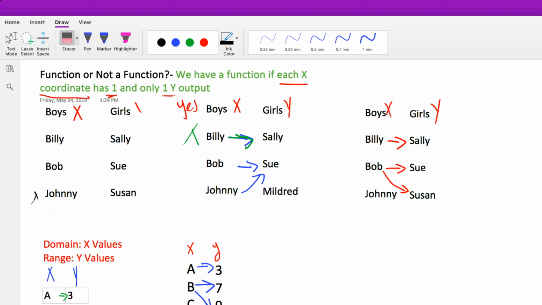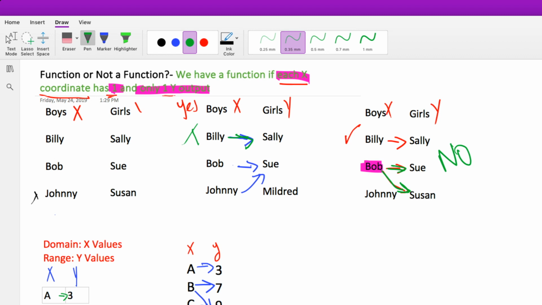So that being said, let's look at this last example over here on the far right. Billy likes Sally. He still likes Sally. They're probably going to get married. So far, so good. Bob likes Sue, and Bob also likes Susan. I think we have a problem now. Let's look at our definition one more time. Each x has one and only one y output. As we can see here, Bob is ruining the game for us. Bob is not a very good guy because Bob likes Sue and he also likes Sally. So this guy ruins the function for us. So no, this is not a function.